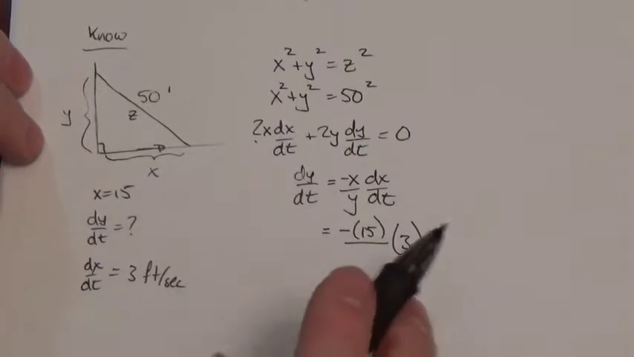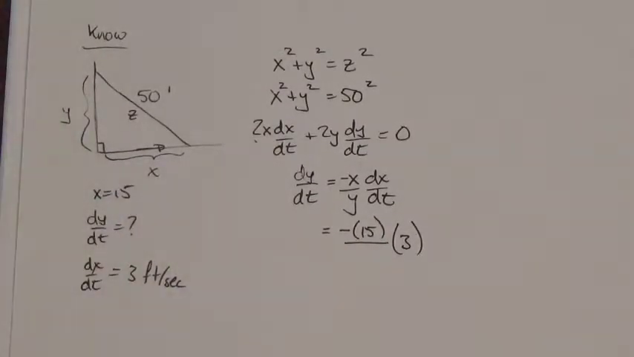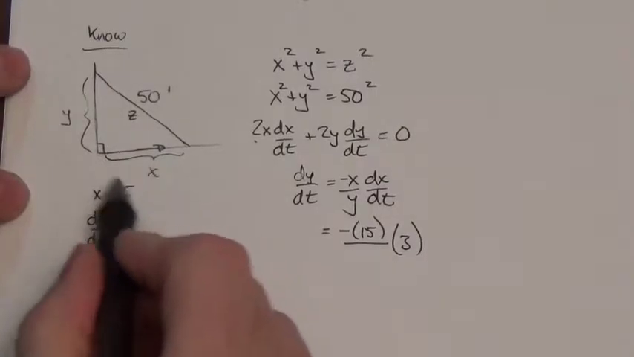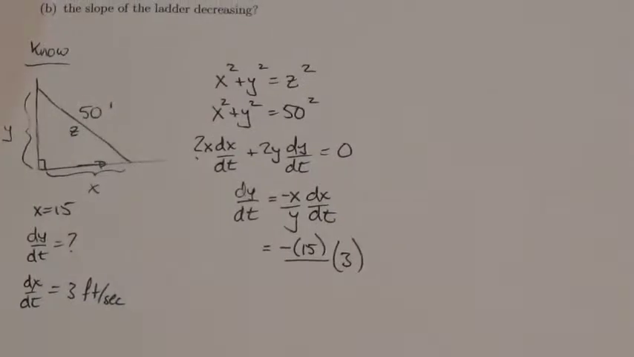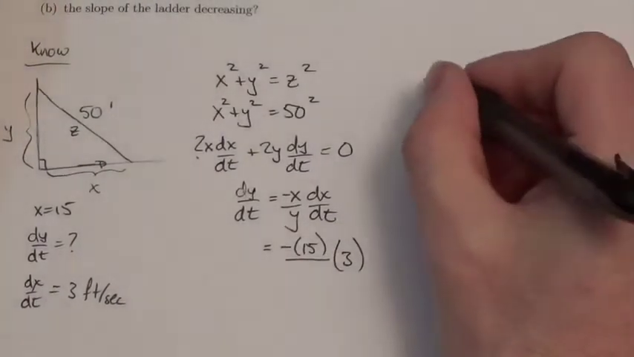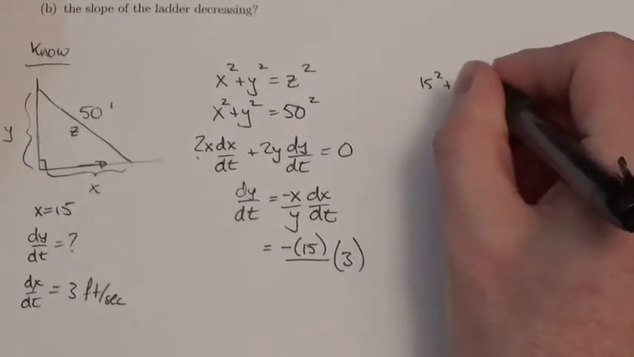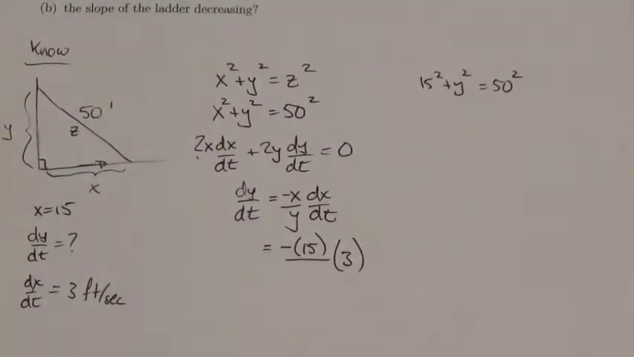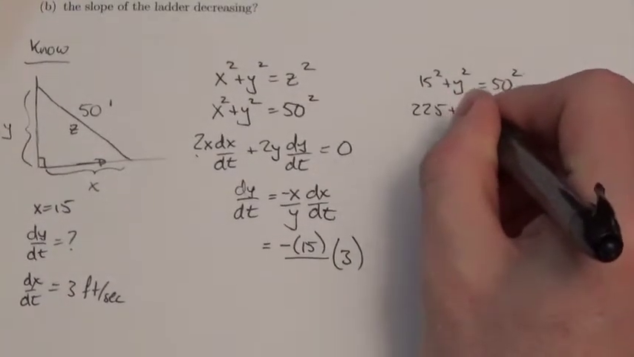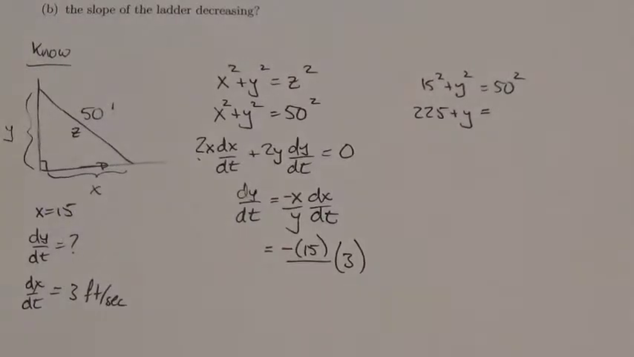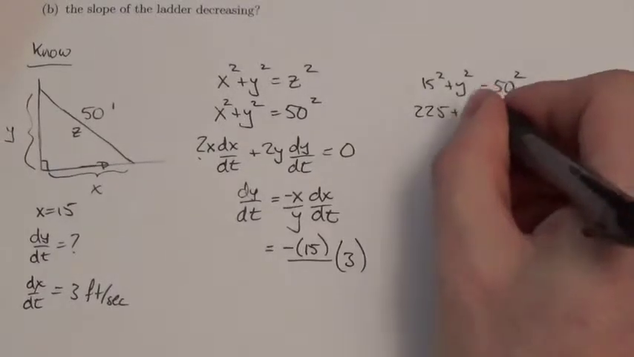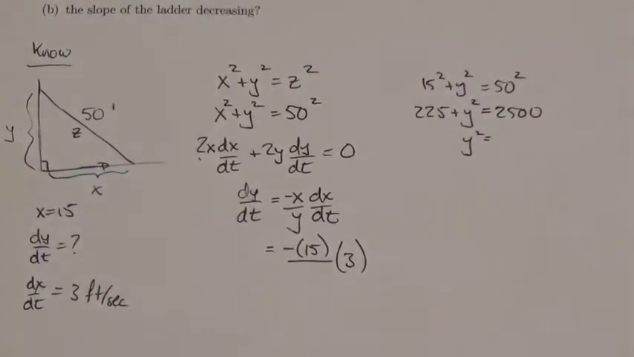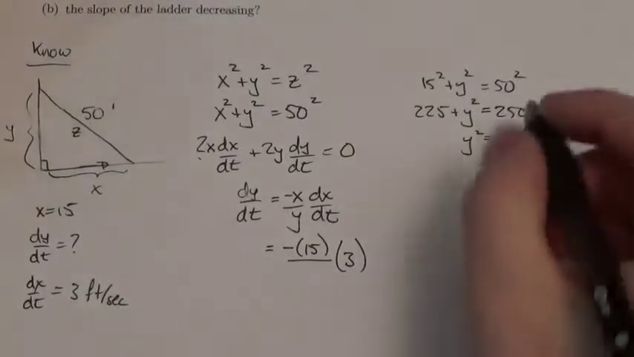But that's okay because in the situation that I've given myself here, I know what x is, and I know the length of the ladder. So all I got to do is figure out what y is, just use that Pythagorean theorem again. So in that specific moment that we're interested in, this is 15, and we know that the length of the ladder is 50. So 15 squared is just going to be 225, and 50 squared is going to be 2,500. And I bring that, whoops, sorry, that's y squared.